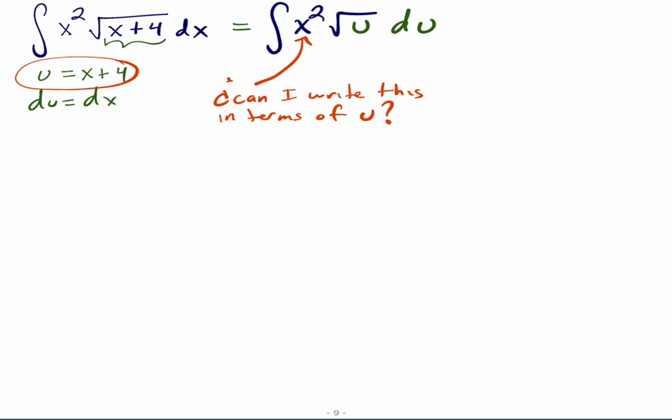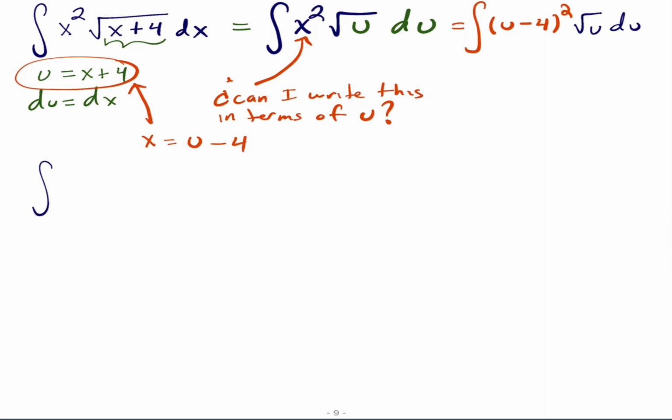You can solve for x, right? In the original substitution, if u is x plus 4, x is u minus 4, isn't it? So then this is equal to the integral of (u minus 4) squared times the square root of u du. And does that look doable? Doesn't look great, but it's definitely doable, right?